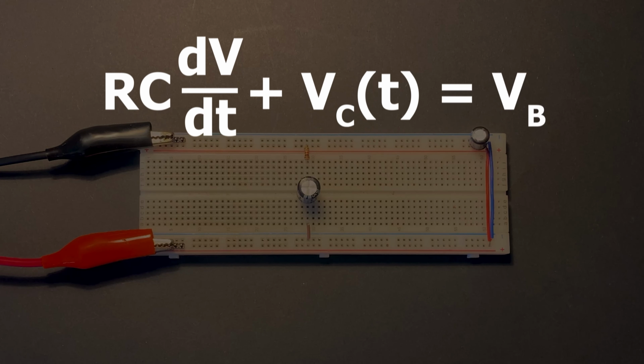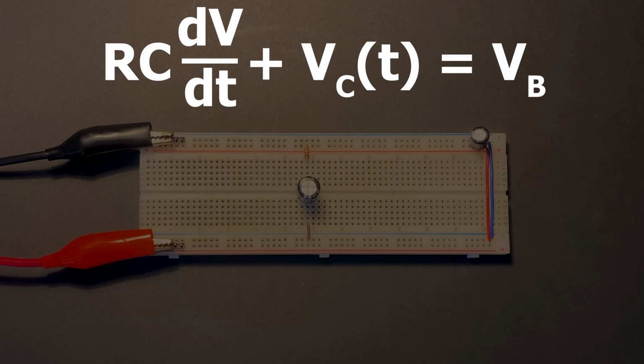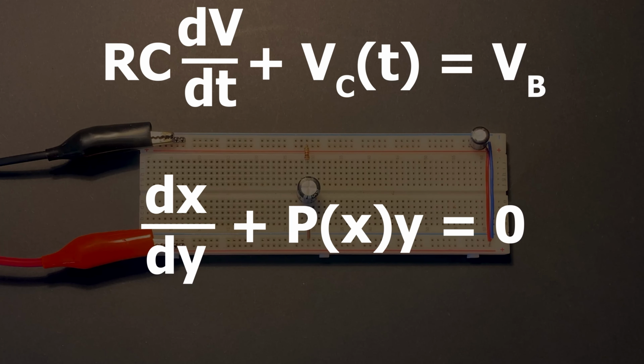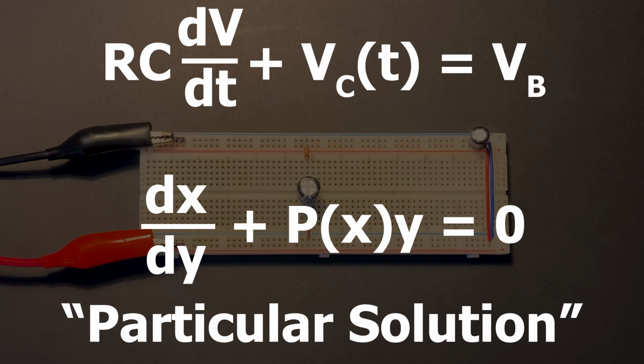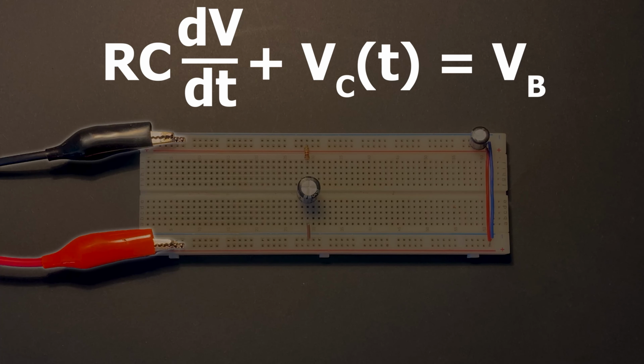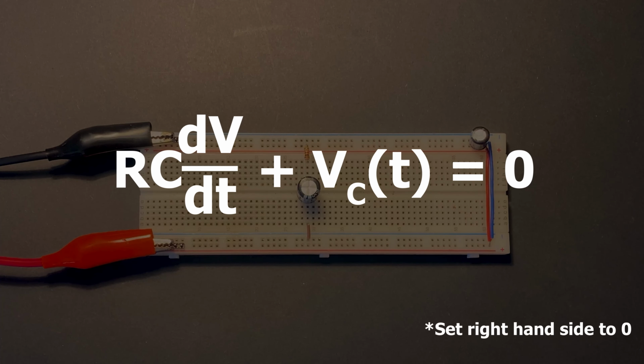A first-order ordinary differential equation is called homogeneous if it can be written in this form. However, in this case, the equation is non-homogeneous, meaning that the solution will involve a particular solution due to the presence of a non-zero right-hand term, which is the voltage of the battery. In order to solve this equation, we first need to solve the homogeneous part of the equation.